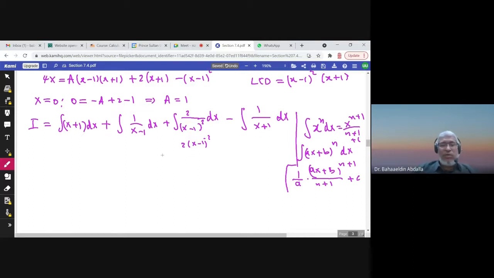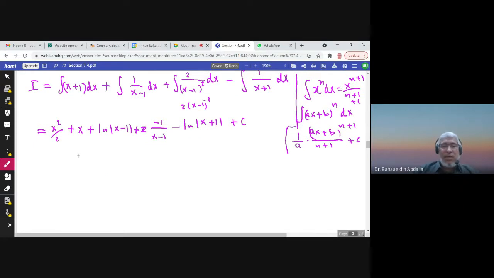So the integral would be: the integral of x is x squared over 2, the integral of 1 is x, the integral of 1 over x minus 1 is ln absolute value of x minus 1. And now here I have 2, and the integral of this one is (x minus 1) to the power -1 over -1. So there is a -1, and (x minus 1) to the power -1, I can take it down, okay? And the integral of 1 over x plus 1 is ln absolute value of x plus 1, plus c.